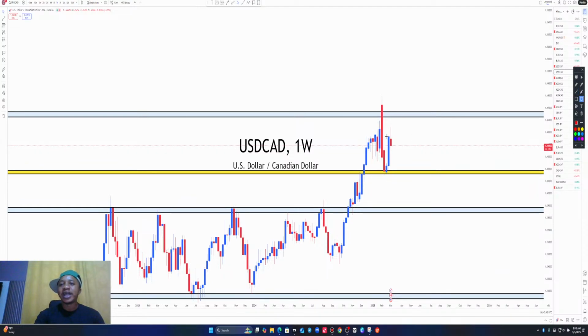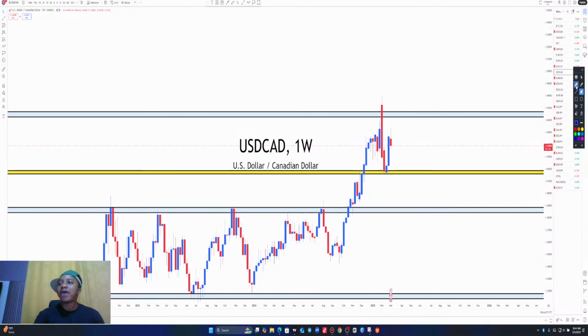We are even seeing what? A morning star candle confirmation over here, which indicates that there are more buyers in the system pushing the market all the way to the upside. So the question that we asked on the monthly, as to whether price will drop all the way down or move to the upside, has been answered here on the weekly. We know that price is going to move all the way to the upside.